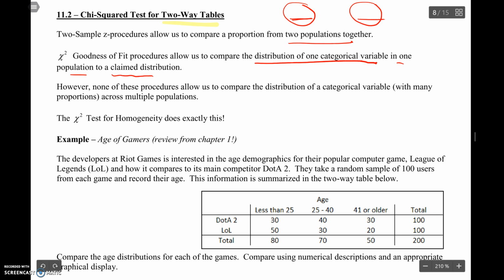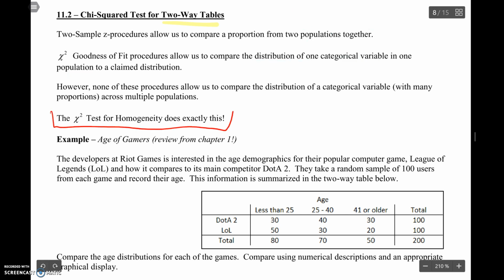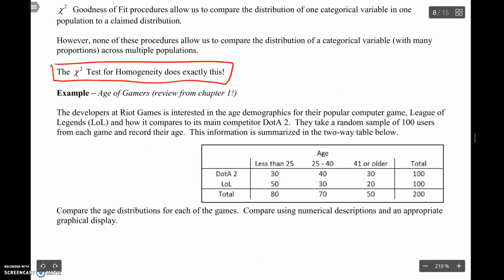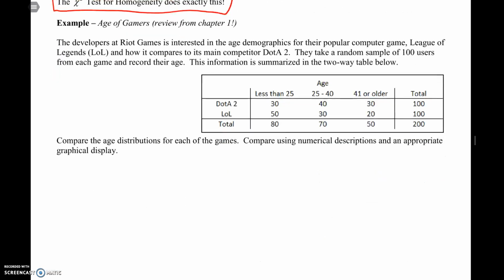None of these procedures allow us to compare the distribution of a categorical variable with many outputs across multiple populations, maybe two or even more. So there's a need for that, and the test that does it is going to be the chi-squared test for homogeneity. All right, so this first part is just a review from Chapter 1.